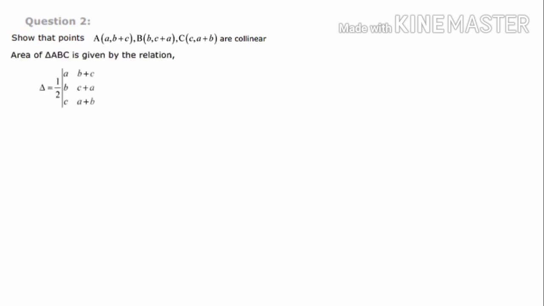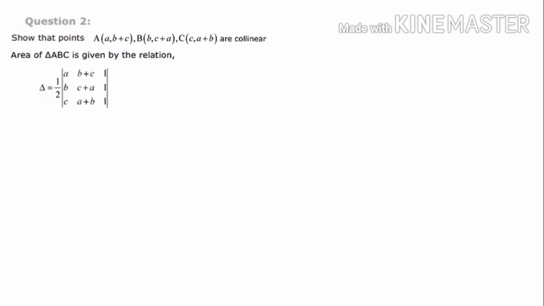Move on to question number 2. Show that the points (a, b plus c), (b, c plus a), (c, a plus b) are collinear. I have mentioned before, if you want to prove that the given points are collinear, you have to prove that the area of the triangle formed by these 3 points is 0. So let's calculate the area of the triangle.